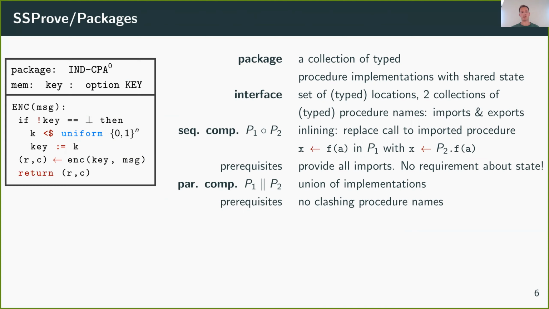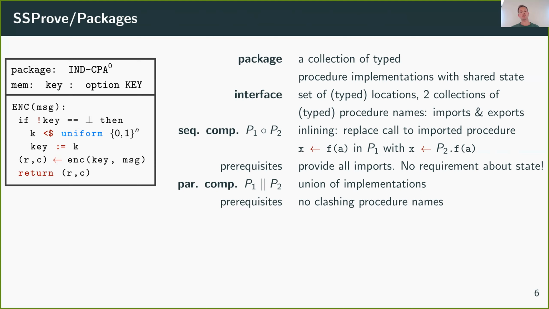A package is simply a collection of procedure implementations that may read from and write to a common shared piece of state. The NCPA package implements one procedure for encryption and manipulates a single memory location key. An interface for a package describes the procedures it has to implement, the imported procedures it may call, and which part of the state it can manipulate. Two packages, P1 and P2, can be sequentially composed if all of the imports of P1 are exported by P2.